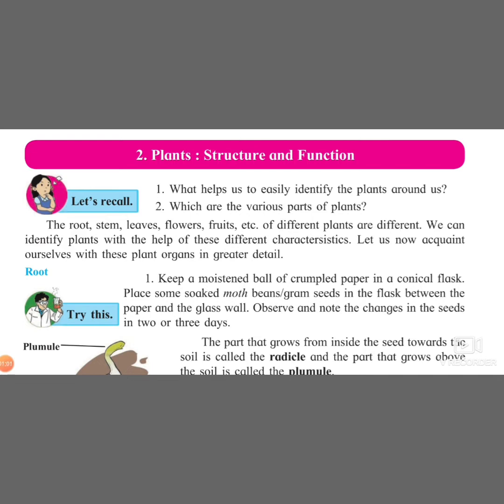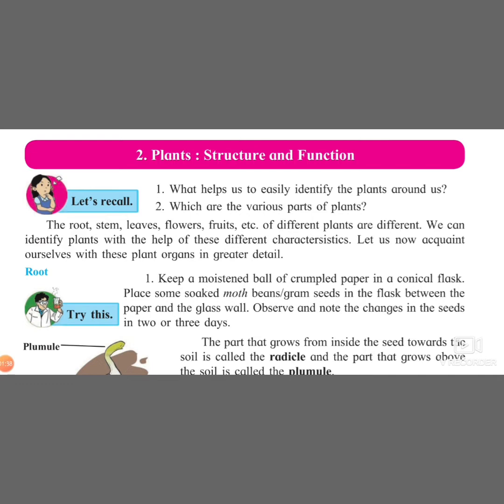So which are the various parts of plant? Can you tell me which are the parts of plant? Are you familiar with them? Yes, the stem, the roots, the flowers, fruits, etc. So, the root, stem, leaves, flower, fruits, etc. of different plants are different. We cannot say they are one. Of different plants, we can see the size, the shape of the roots, of the stem, the leaves, flowers are totally different. We can identify plants with the help of these different characteristics.